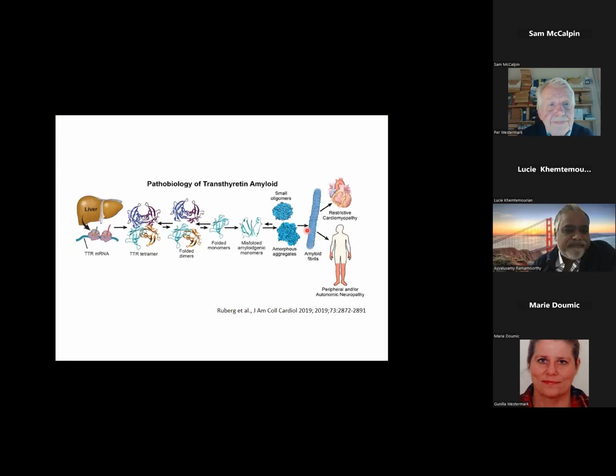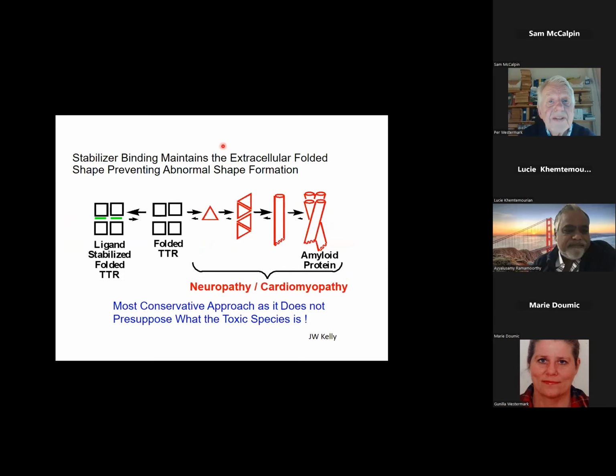This is a simple picture showing how the liver makes the TTR, synthesizes it, and delivers it to the plasma as a tetramer. For forming amyloid, the dissociation of the tetramer into monomers is necessary, followed by misfolding and aggregation into different kinds of aggregates, including amyloid fibrils that are placed in different organs.